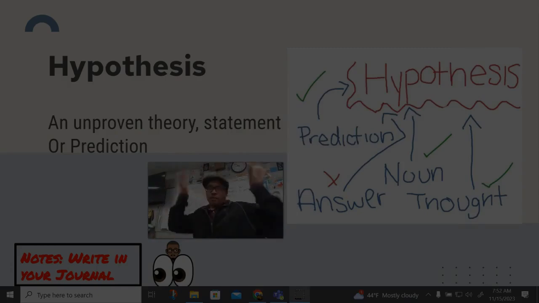I'm assuming you've had it before, so go ahead and write it down. But again, a hypothesis is an unproven theory, a statement, or a prediction, okay? Or what we might call an unproven claim, right? It's something that has not been proven yet. It's just a hypothesis. And then what you would do with your hypothesis is devise an experiment to try and prove your hypothesis or your claim to be true. So pause the screen if you still need this.